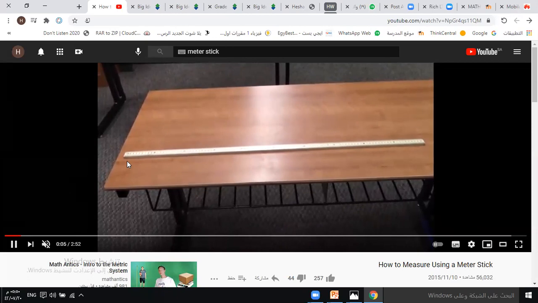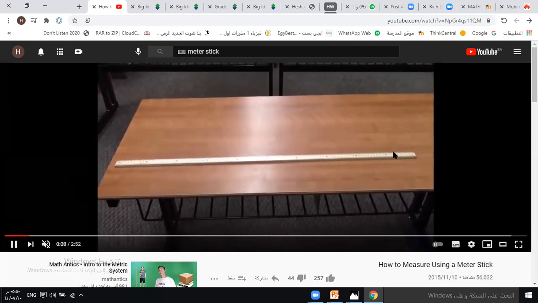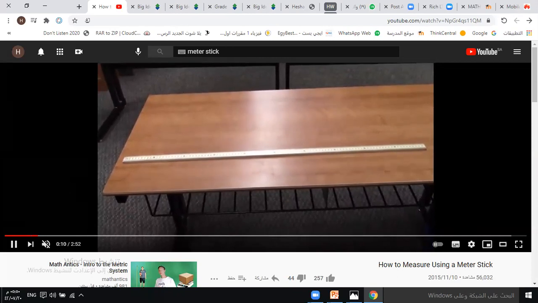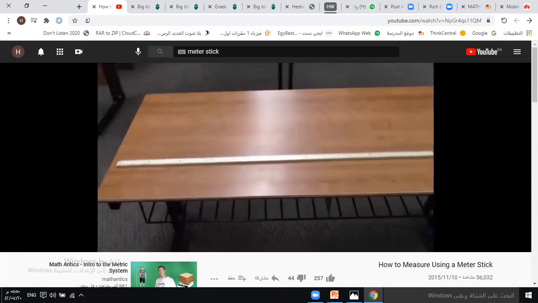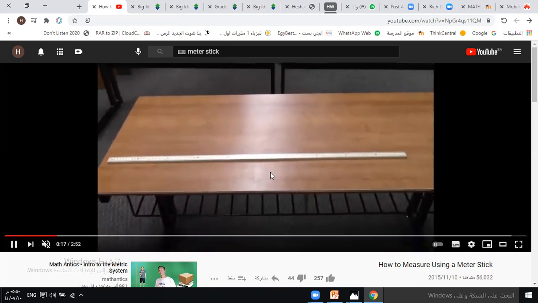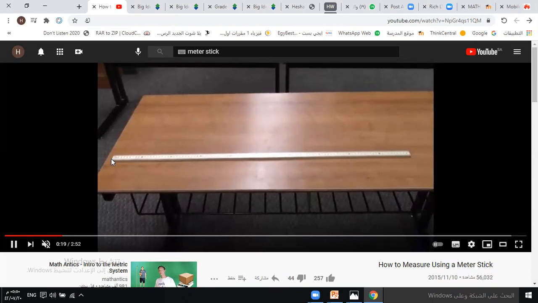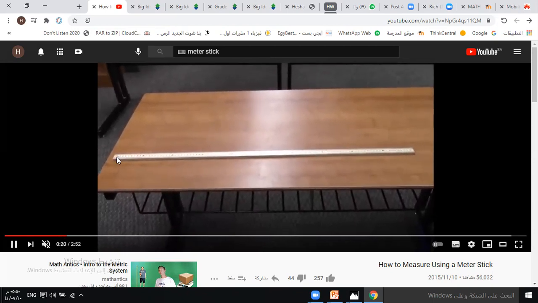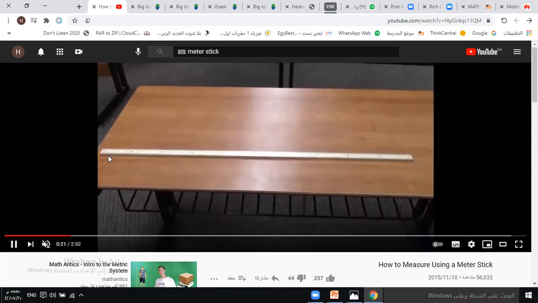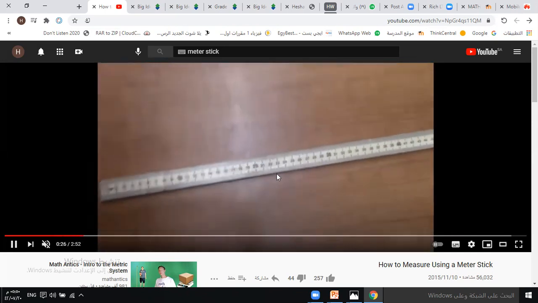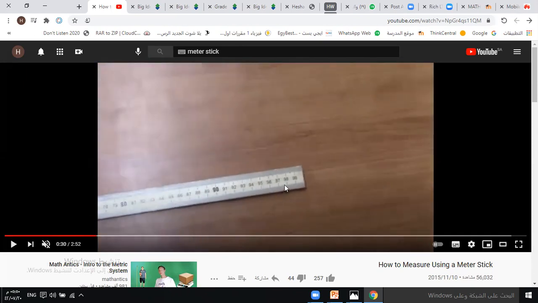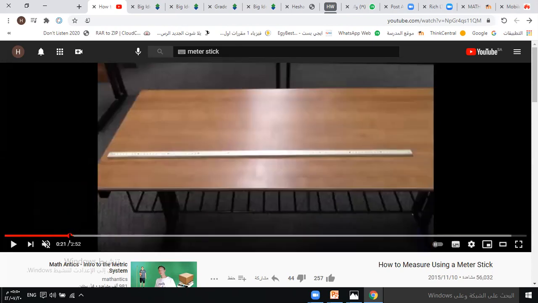I'll say again. This is a meter stick. It's equal to 1 meter. What's 1 meter? 1 meter equals 100 centimeters. If you count from here, the 0 mark, after that you can count 1, 2, 3, 4, 5 to 100. Okay, can you see here, 99, after that 100. So this meter stick equals 100 centimeters.